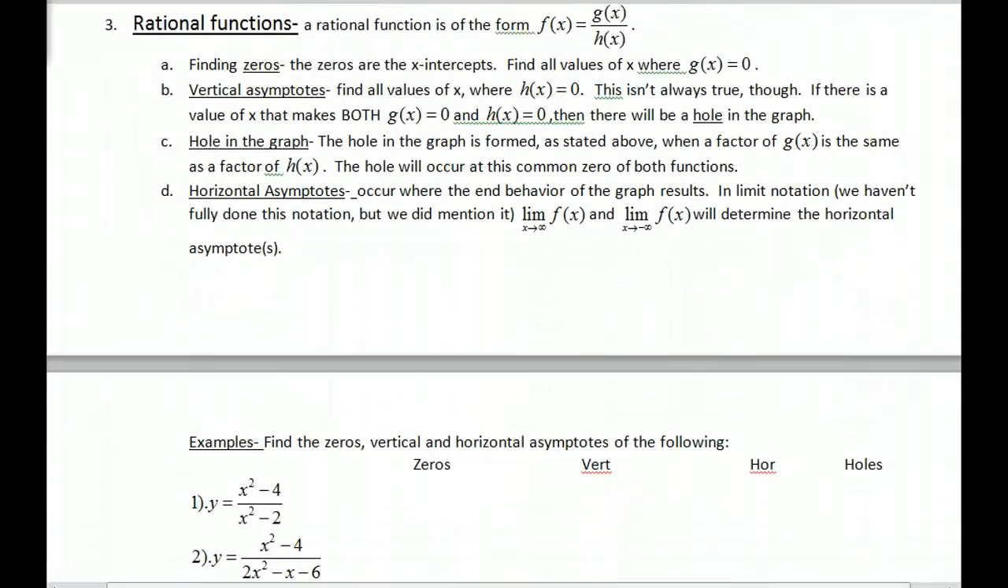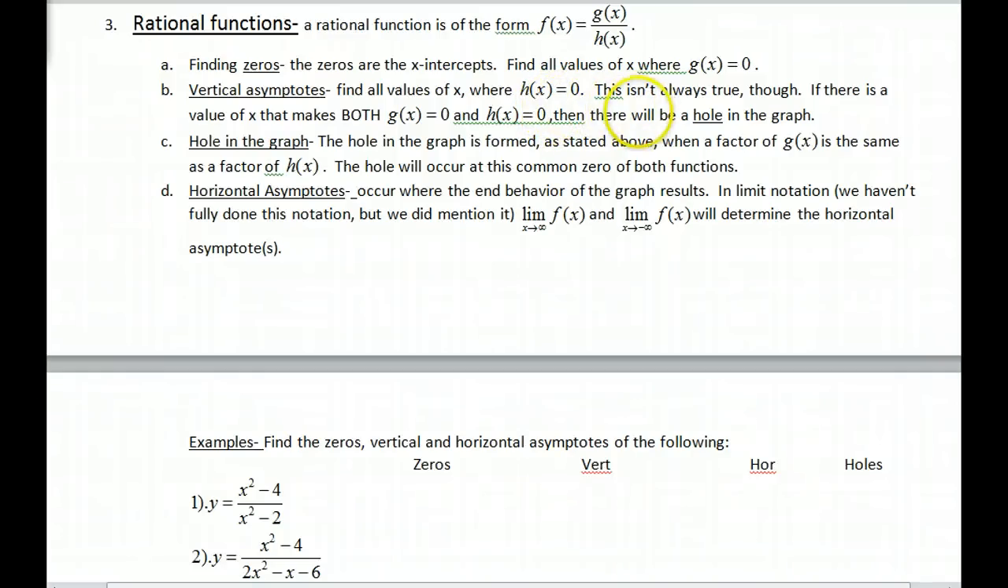All right, rational functions. Lots of information right here. You should go through this and read. I'll probably follow here too, though. But finding zeros. Zeros come from the numerator only. Okay, and a rational function is a numerator and denominator. And so numerator only, that's where we get our zeros. Vertical asymptotes occur where the denominator is 0.